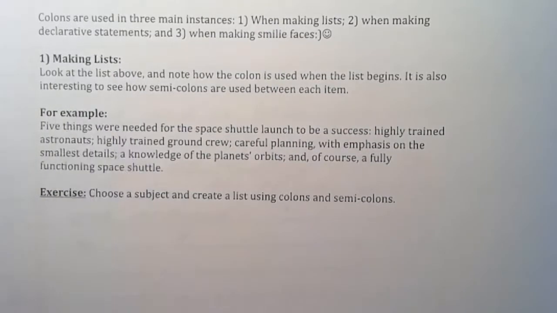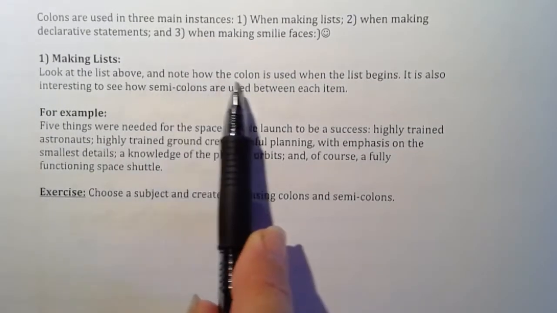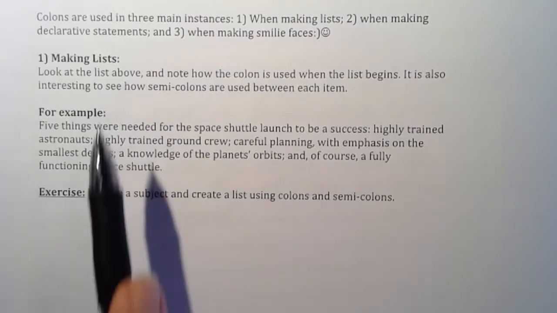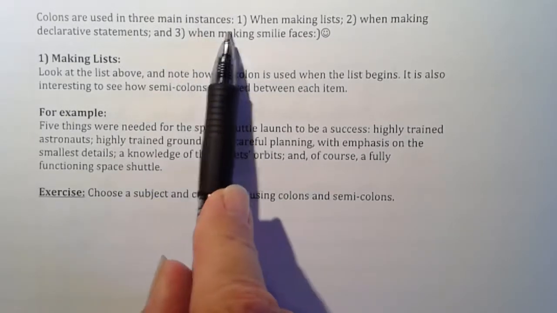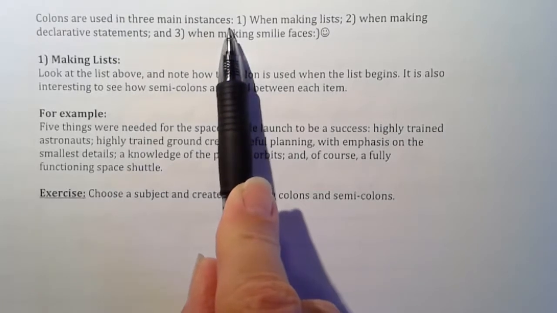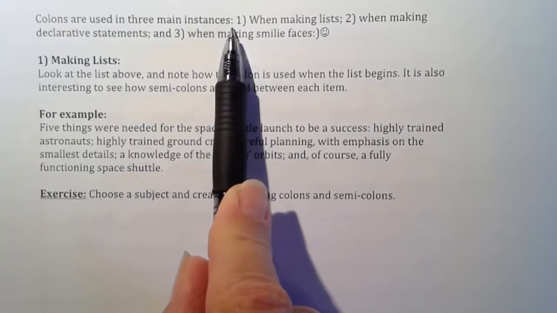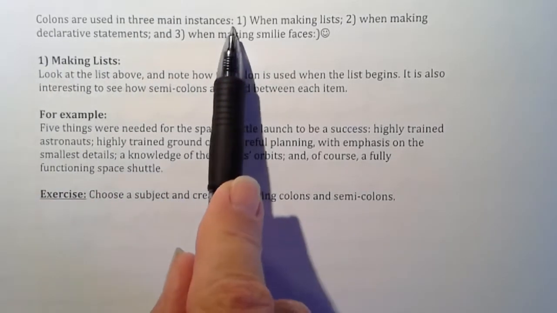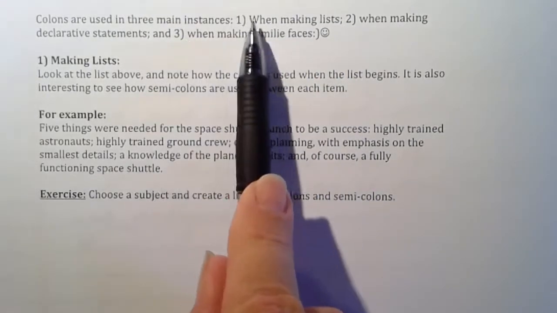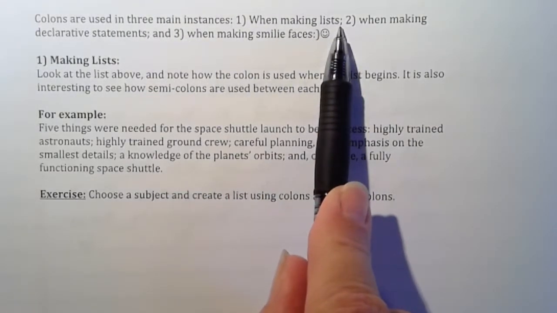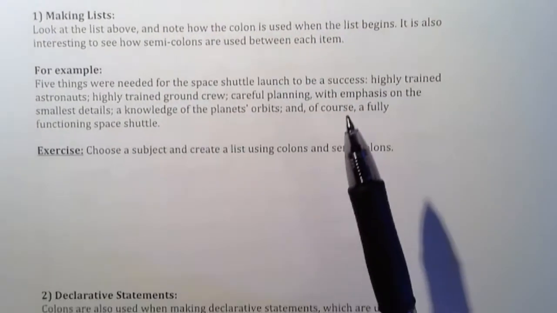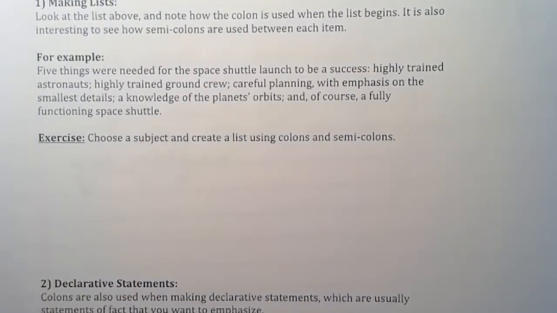Okay, so making lists. Look at the list above and note how the colon is used. So this is page 72 in the textbook. Okay, so it's telling us hey, look, there's a list being made up here, and there's a colon. So this is exactly how colons are used when making lists. Colons are used in 3 main instances, Shazam, and then we can list them as numbers. And we separate them with semicolons.